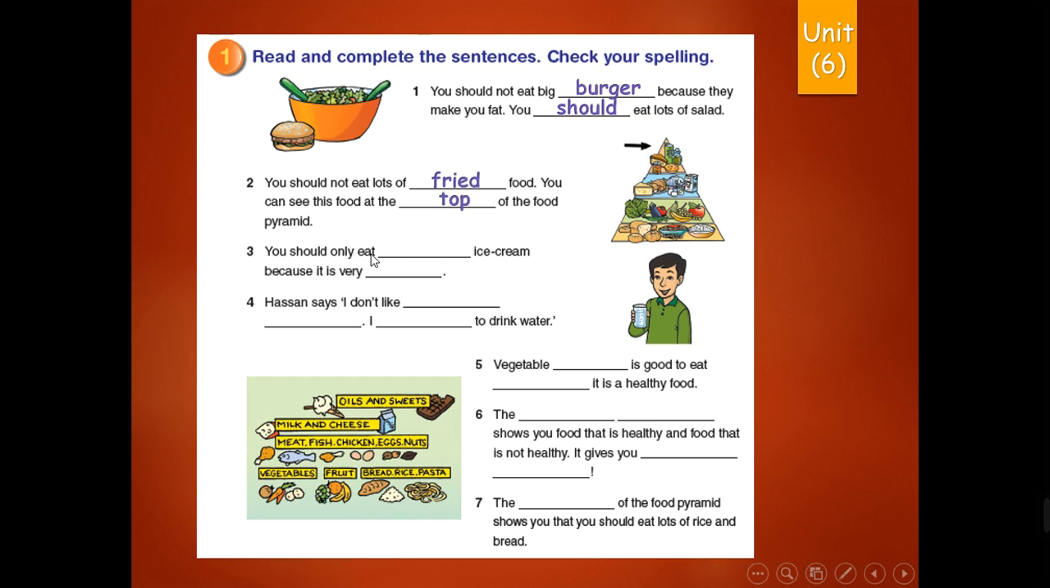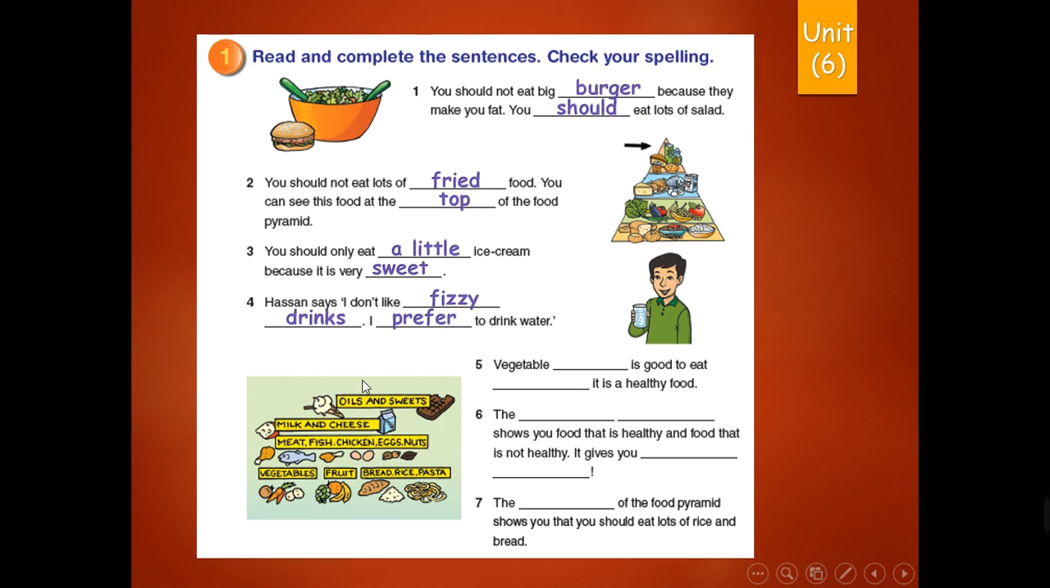3. You should only eat a little ice cream. What do you think? With not healthy food, we have to use the words a little: a little ice cream because it's very sweet. 4. Hassan says, I don't like fizzy drinks. I prefer to drink water. So we are talking about drinks. You have to choose between 2 things. This word means prefer. Okay? I don't like fizzy drinks. I prefer to drink water. Very good.